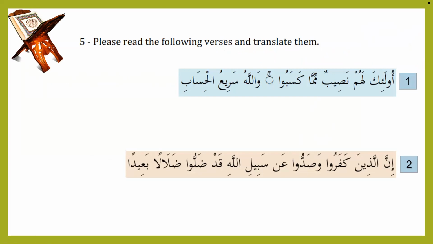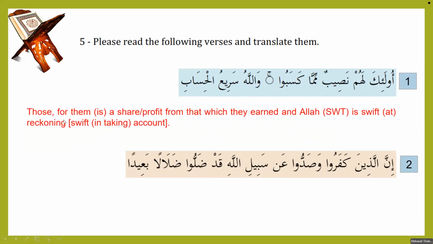أولئك لهم نصيب مما كسبوا والله سريع الحساب. Those for them is a share, a profit from that which they earned, and Allah is swift in reckoning, meaning swift in taking account. Okay, the second one.